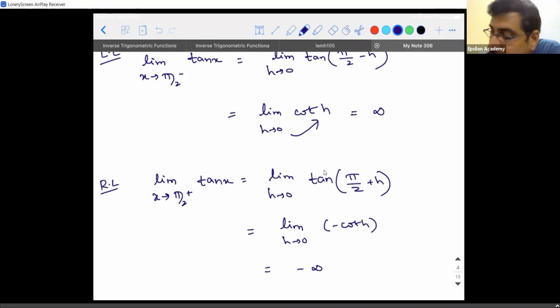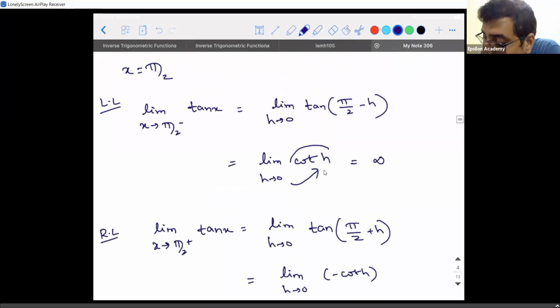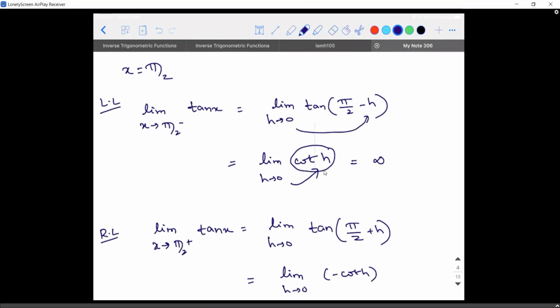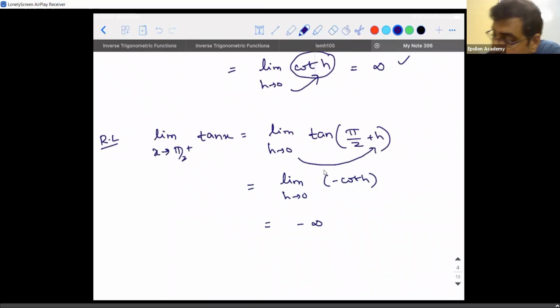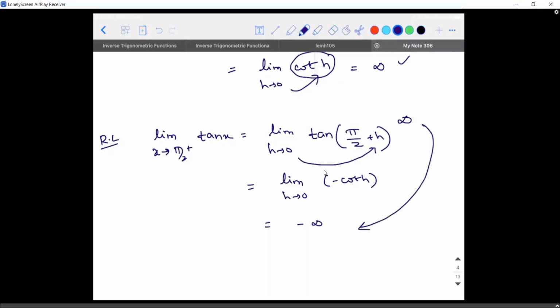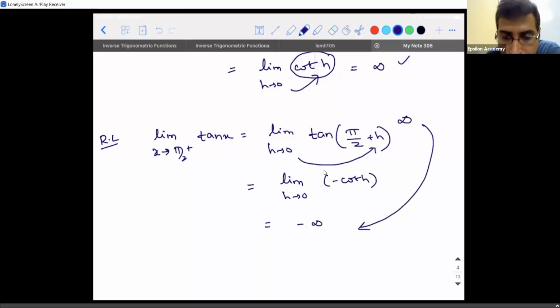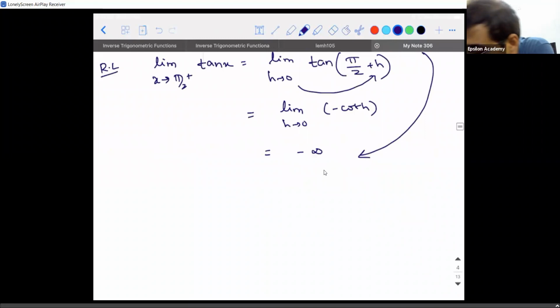Surya, now you listen. If I didn't write this cot h, had I substituted the value here, what would I have got? Tan pi by 2, which is infinity. Here also, had I substituted h tends to 0, I would have got tan pi by 2, which is again infinity. But what is the actual answer? Minus infinity. Understood? It's a very big mistake. Many people do it. Don't do that. Now comes the next question.